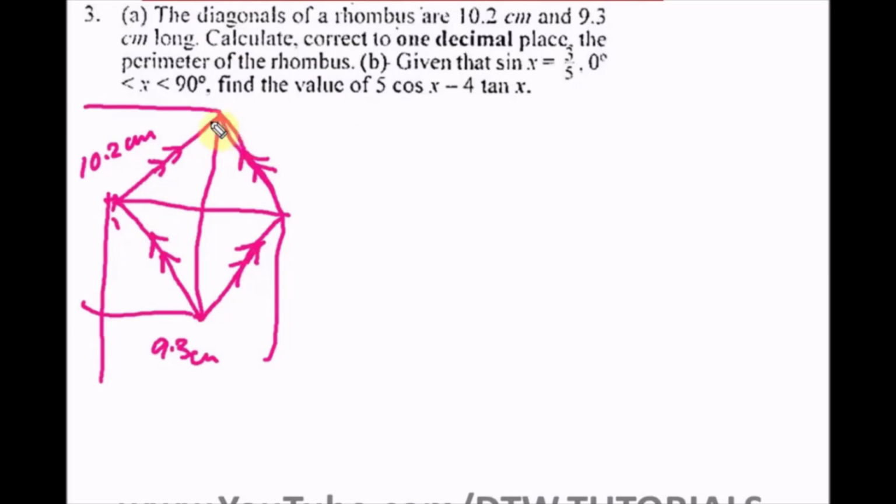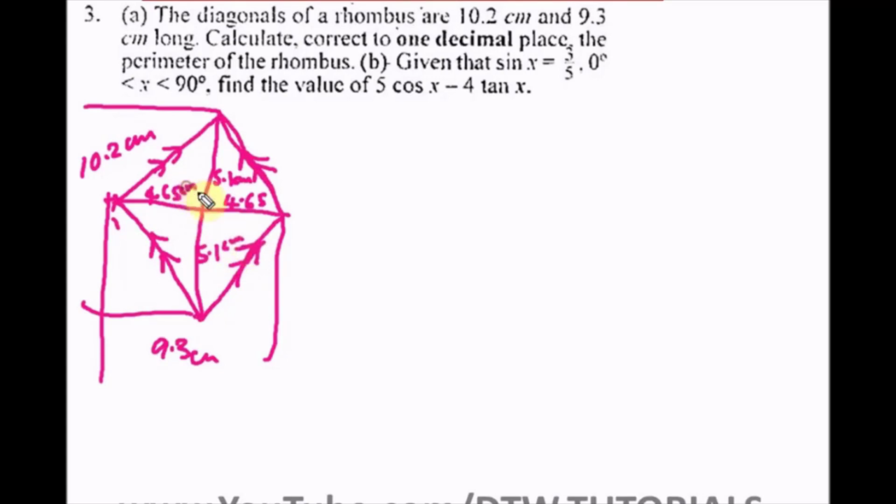If from here to here is 10.2 centimeter, it would be divided equally, since all its sides are equal. So what is 10.2 divided by 2? That's into 2 equal parts. On this side it will be 5.1, and here 5.1. And what is 9.3 divided by 2? That's 2 equal parts. Here we are going to have 4.65 when we divide by 2, and 4.65. Centimeter. Don't forget your centimeter.